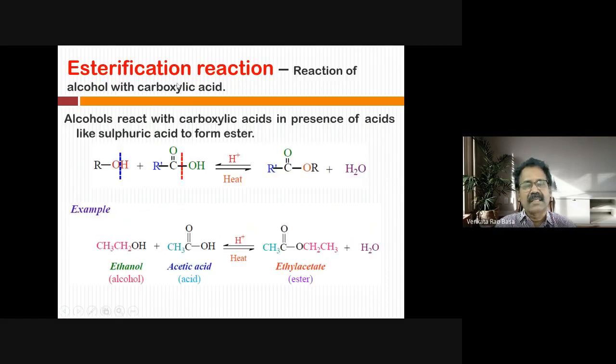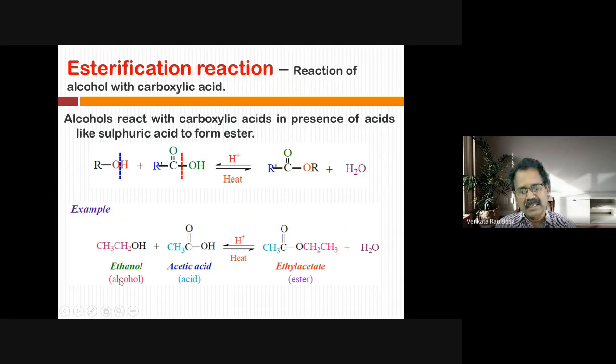This is the esterification reaction. Formation of an ester from an alcohol and a carboxylic acid is called an esterification reaction. Alcohols react with carboxylic acids in the presence of acids like sulfuric acid to form an ester. Observe this: ROH reacting with RCOOH in acidic medium. Dilute H2SO4 may be required. RCOOR is the ester; the COO group is the ester group. Of course, water is eliminated.